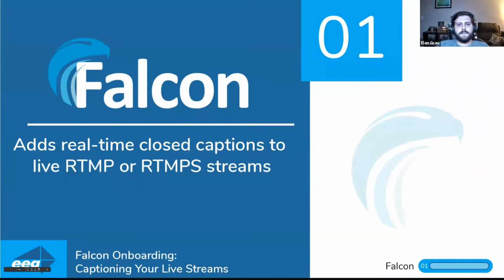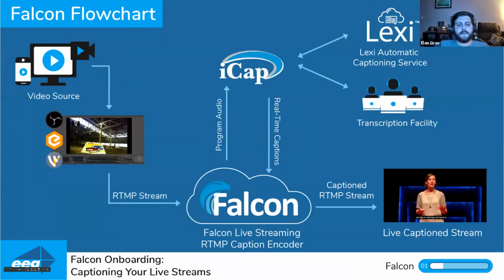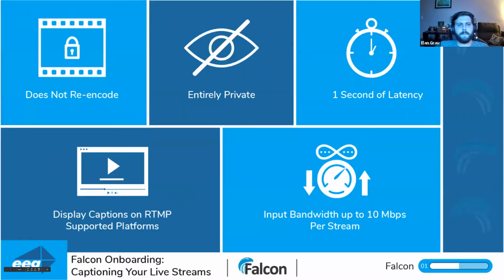Okay. So Falcon is EEG's cloud-hosted software as a service streaming video solution that adds real-time closed captions to your live RTMP or RTMPS streams. So this is how Falcon works. Your live video source and program audio is uplinked to the cloud using RTMP through a streaming encoder, which could be AWS Elemental, Telestream Wirecast, Teradek Cube, or OBS, just to name a few. Your program audio is captioned either by a live captioner using EEG's iCap service or by Lexi, EEG's automatic captioning service. And live caption data is returned to Falcon right away and embedded into the stream. This process does not re-encode your video, is entirely private, and only adds 1 second of latency.